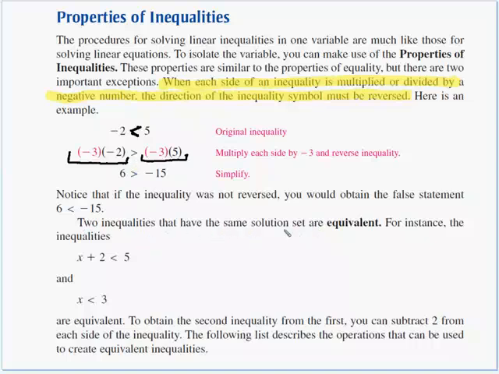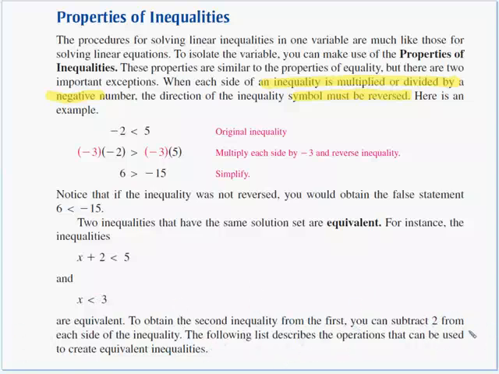Two inequalities that have the same solution set are equivalent. For instance, if you have x plus 2 is less than 5 and x is less than 3, those are equivalent. If we graphed them, they would look exactly the same. Of course, if I subtract 2 here, I'm going to have 5 minus 2 is 3, and I'll have my x is less than 3. So they are the same. This one just had 2 added to the left side. So these are equivalent. To obtain the second inequality from the first, subtract 2 from each side.